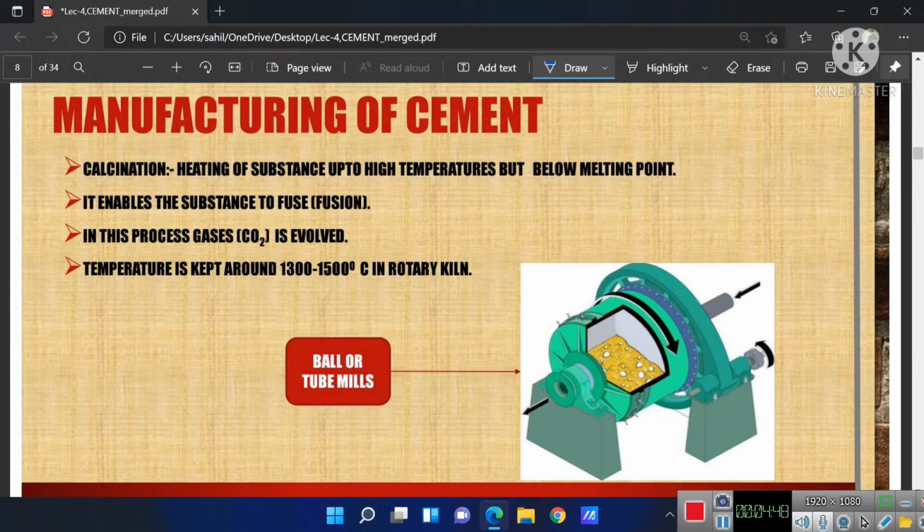Now calcination is a process in which the substance is heated to a high temperature but below its melting point, such that the substance is between the solid and liquid states. It is in a mid state, that is a plastic state, and it enables the substance to fuse. In this process, CO2 is evolved, and a temperature is maintained between 1300 to 1500 degrees centigrade in a rotary kiln. And this is a picture of a ball or tube mill.